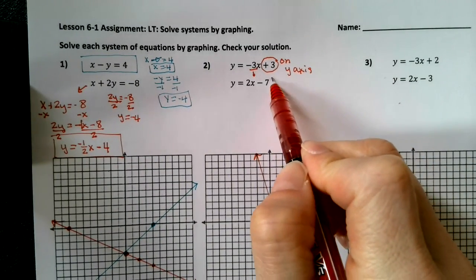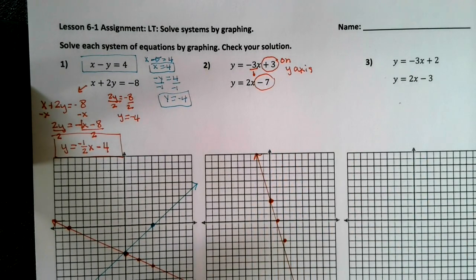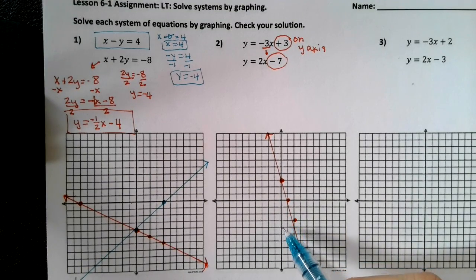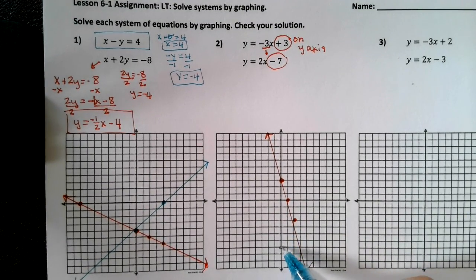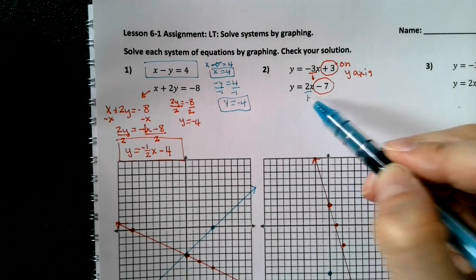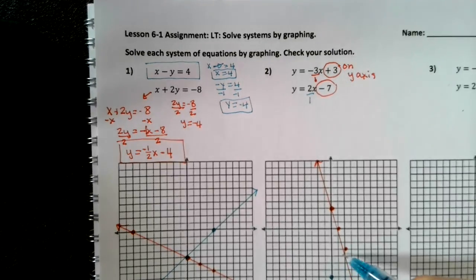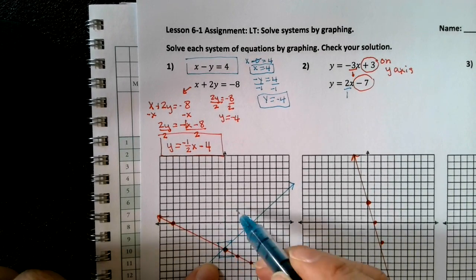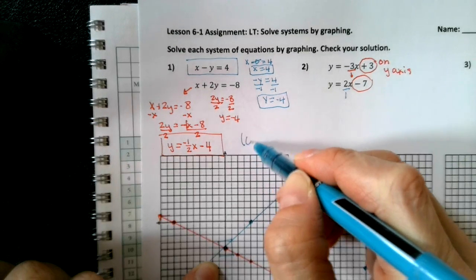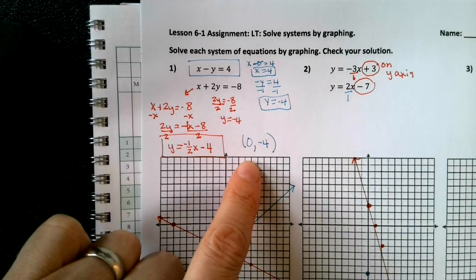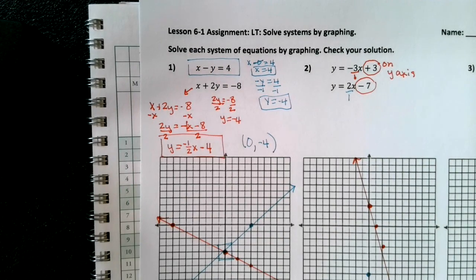This one says to start at negative 7. So you'd start way down here at 1, 2, 3, 4, 5, 6, 7, and then you'd go up 2 over 1, up 2 over 1, up 2 over 1. And then don't forget to name where they cross. These two cross at 0, negative 4. So it's 0, negative 4. That's the solution to the system that you're trying to solve.